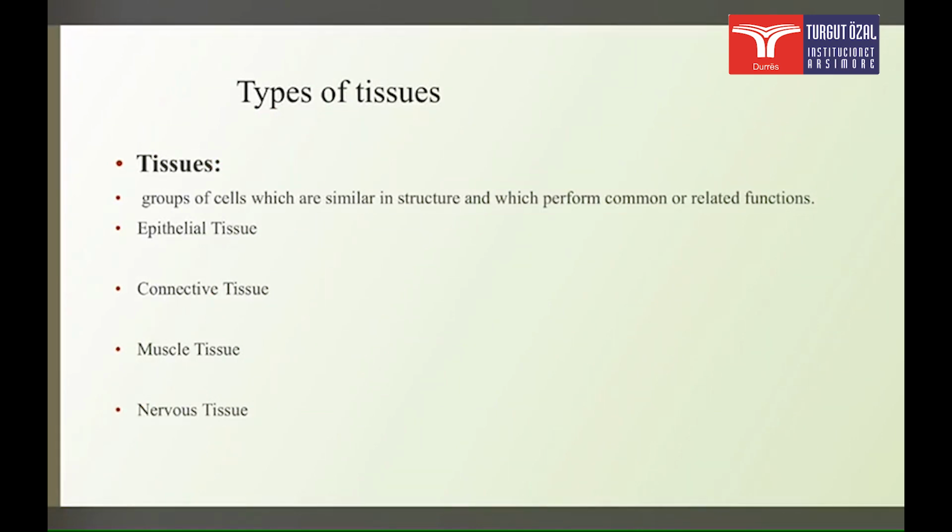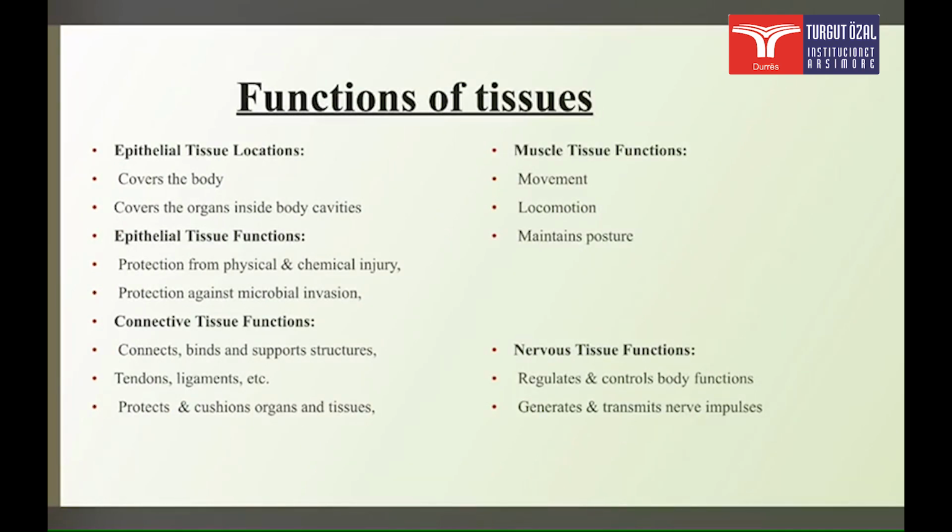What is a tissue? A tissue is a group of cells which are similar in structure and which perform common or related functions. We have four types of tissues: epithelial tissue, connective tissue, muscle tissue, and nervous tissue. Let's remind together the functions of tissues. Epithelial tissue is found in our skin, so it covers the body and covers the organs inside body cavities. Its function is to protect from physical and chemical injury, and also to protect against microbial invasion.